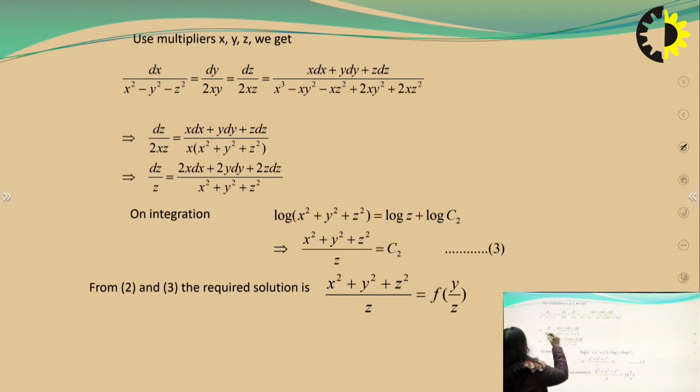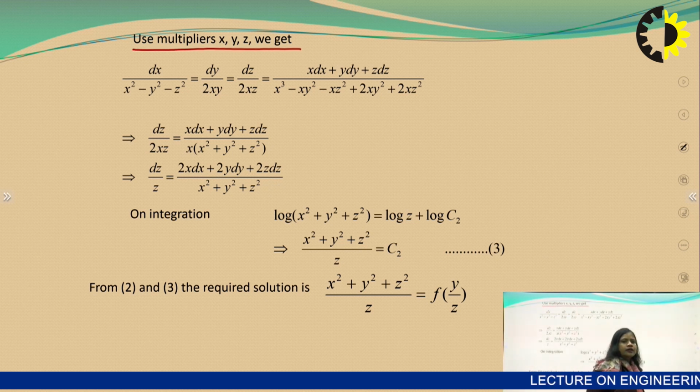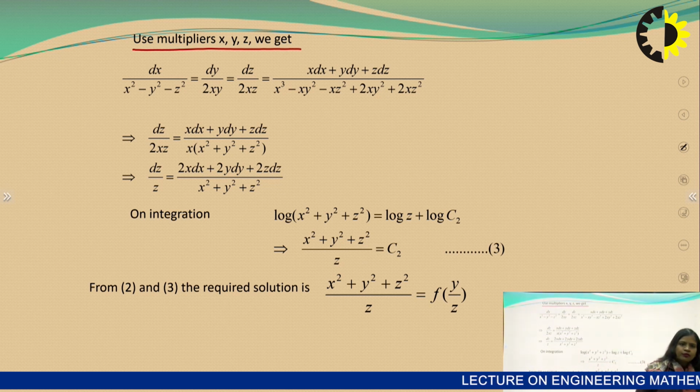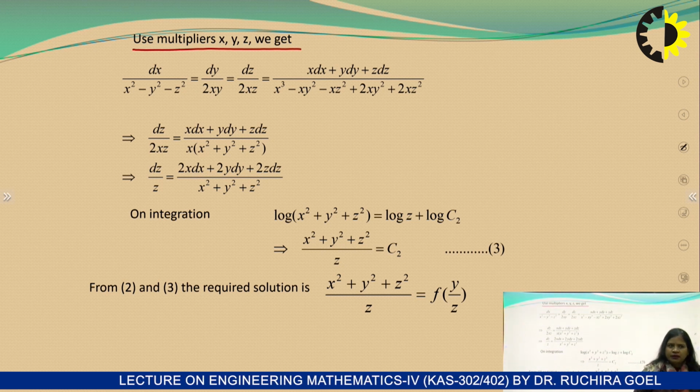Now we will use multipliers. So here we can see that, as I have mentioned earlier in the beginning itself, both the method of grouping and the method of multipliers can be used sometimes. So here in this question we are using both. In the previous solution I have used the method of grouping, and now I am using the method of multipliers.